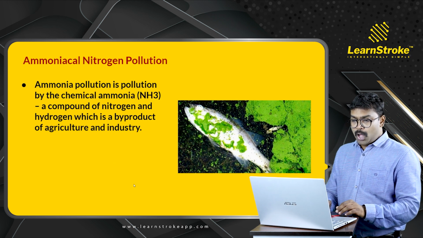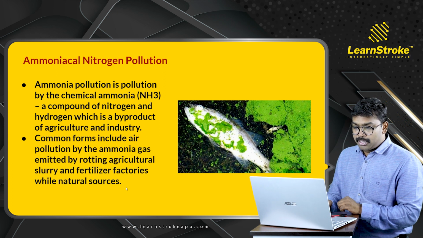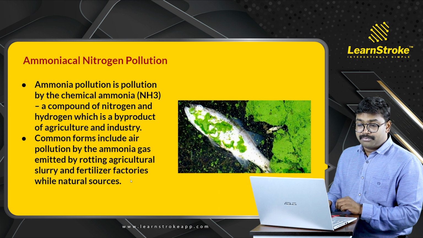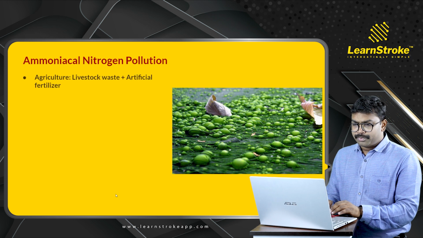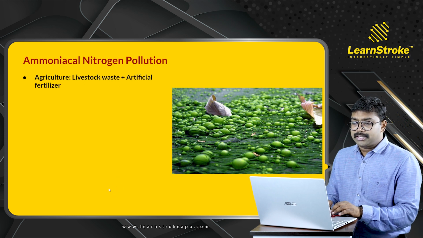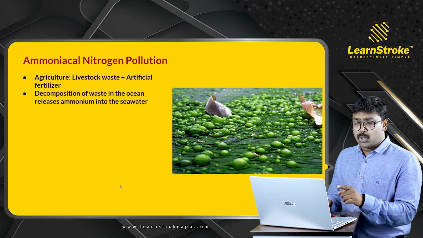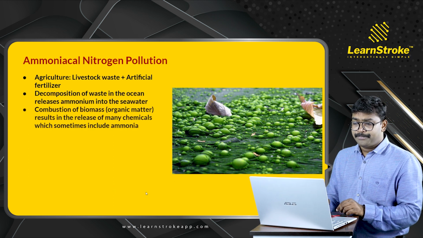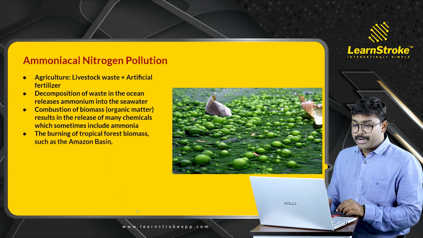Ammonia pollution is a compound of nitrogen and hydrogen, which is a byproduct, which I told you. And the common forms include ammonia gas and fertilizing factories, slurry, etc. Something which we discussed. And agriculture, you can see livestock waste from artificial fertilizer, which we discussed. Decomposition of waste is something that we also discussed. Combustion of biogas, organic matter, which includes ammonia.